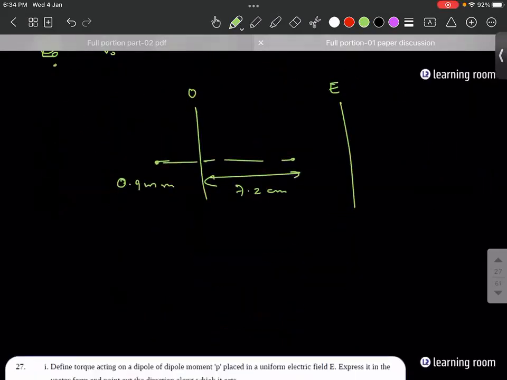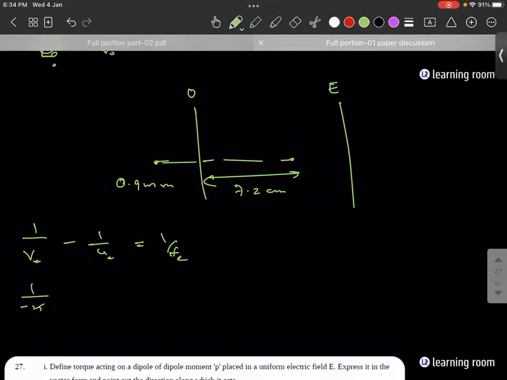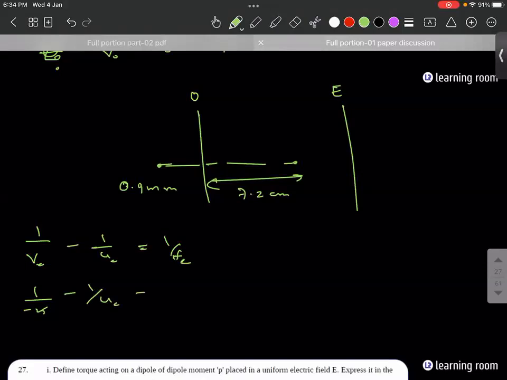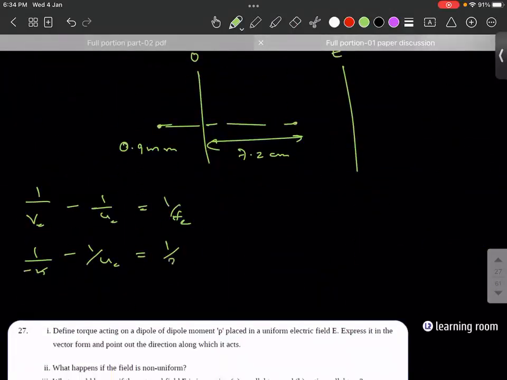So again, applying the lens formula, 1 by VE minus 1 by UE is equal to 1 by FE. 1 by VE is how much? Minus 25, correct. Minus, I don't know the value of the object distance, that's what I need to find, is equal to 1 divided by FE, which is how much? 2.5. So 1 by U is equal to minus 1 by 25 minus 1 by 2.5.